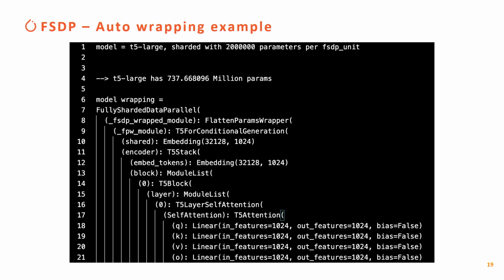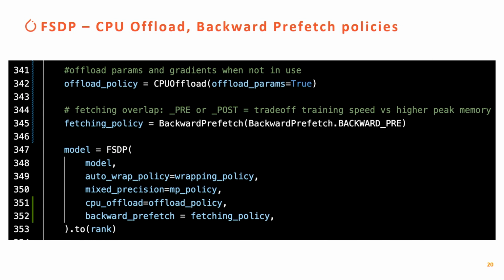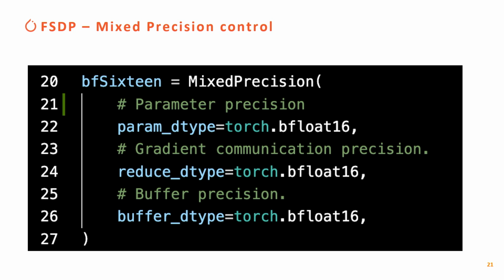You can see how the auto-wrap is structured by simply printing the model. And this is a very helpful technique that you can use for debugging issues, like the case when the entire model is packaged into a single FSDP unit. Here is a code snippet of how to define the policies for CPU offload and backward prefetch. And here is an example of a policy for doing fine-grained mixed precision control.